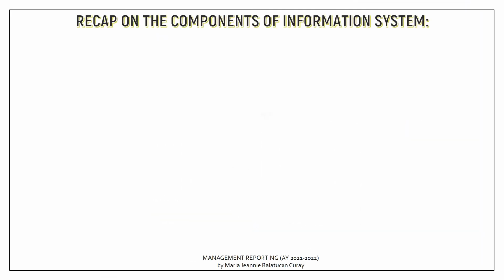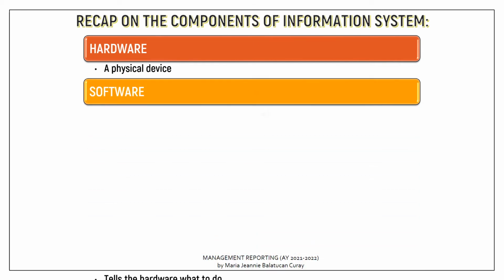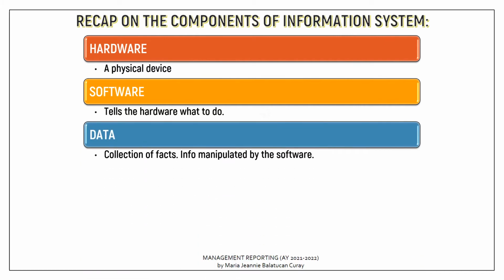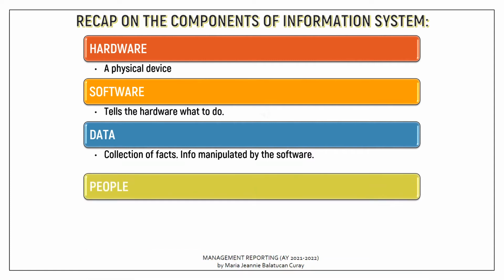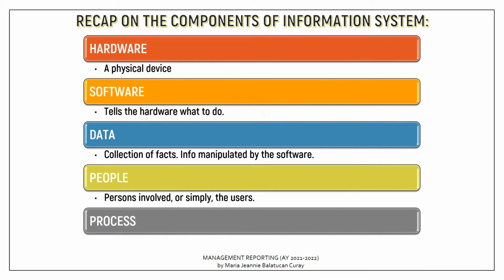So, a recap on the components of information system. First, the hardware, which is the physical device. Next is the software that tells the hardware what to do. The third one is the data, which is a collection of facts and the info manipulated by the software. Fourth is the people, the persons involved or simply the users. And last, the process, which is the series of steps to achieve a desired outcome or goal.